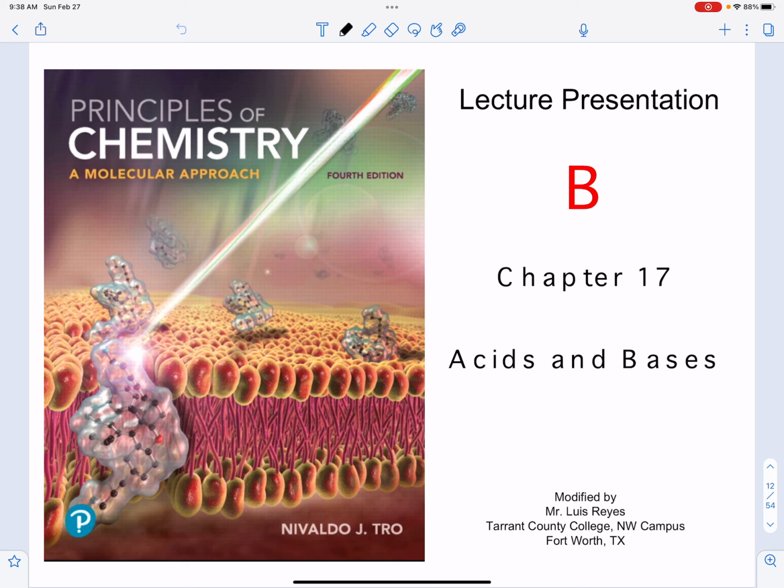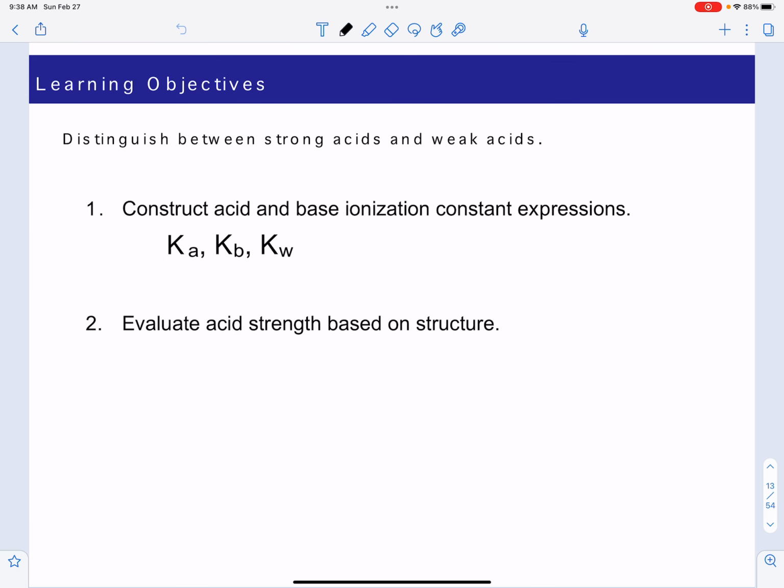Welcome back to the second lecture of chapter 17. So at this point, you already understand what an acid and a base are based on the Arrhenius and Bronsted-Lowry definitions. So let's continue. Let's go deeper. And you also know about the acid and its conjugate base and the base and its conjugate acid. So, new concepts.